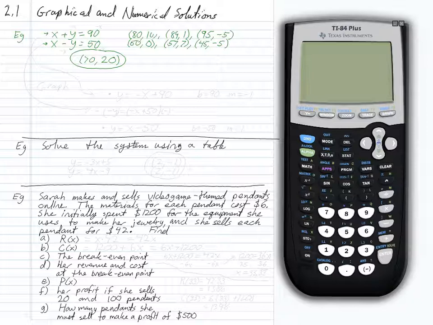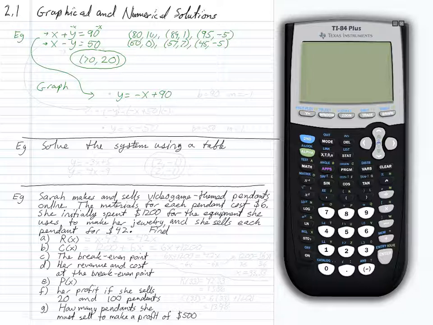Now, if I were interested in solving this by graphing, I would want to graph both equations in my calculator. To do that, I'm going to need to convert these into something that I can plug in. So we need to put these in slope-intercept form. Our first equation, x plus y equals 90, I would like to isolate y. I can do that by subtracting x from both sides, and I get y equals negative x plus 90.